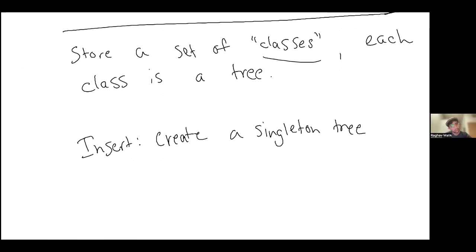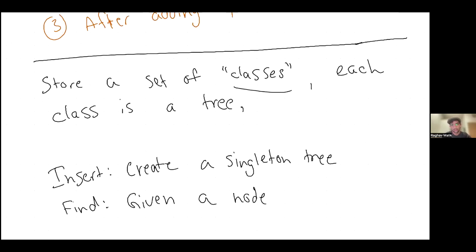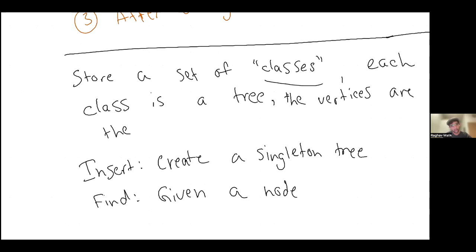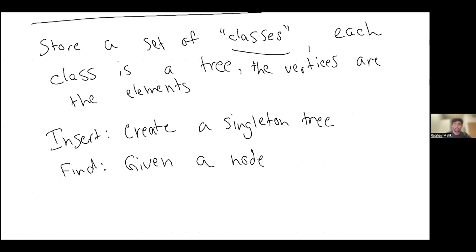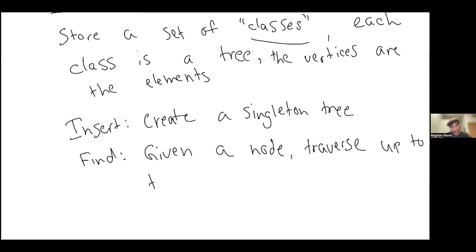Find is given a node, or maybe I should say each class is a tree. The vertices are the elements of the class. Right. So we can say given a node, traverse up to the root and return that.